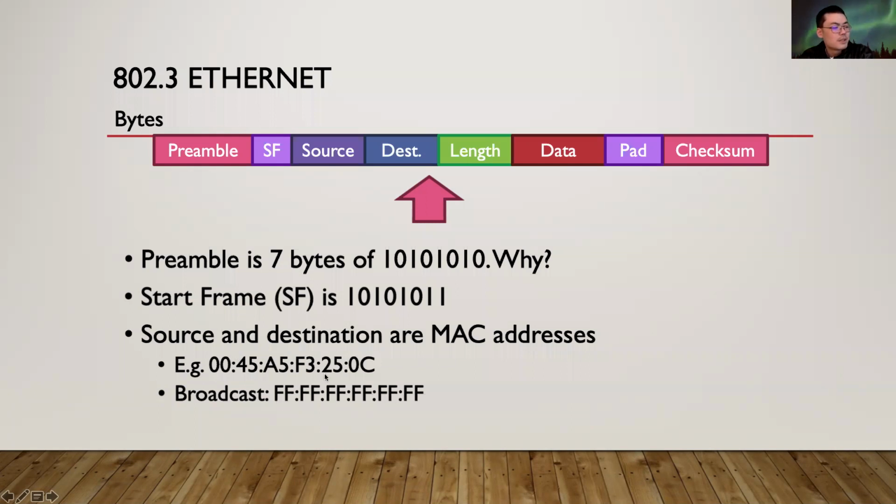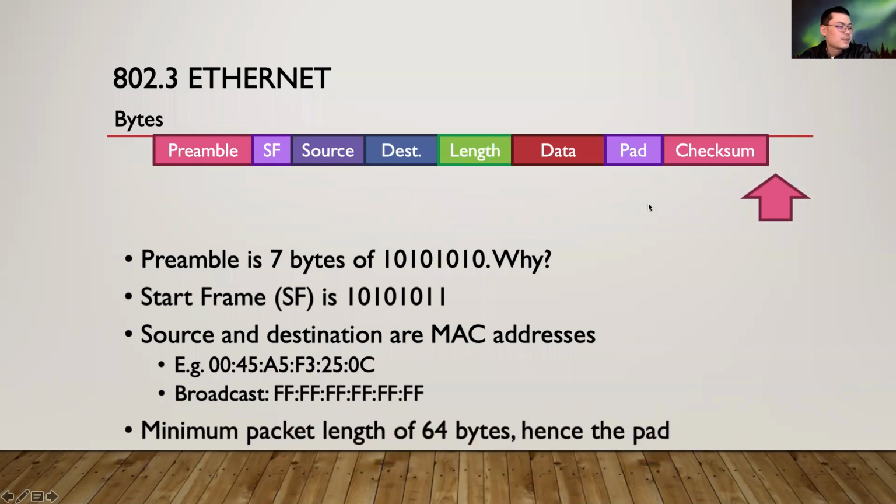An extreme case is where you use broadcast, FFFFF, all 1 bits. If the destination is all F, then I will always get this frame up, because this is broadcasting. Everyone will get this data. Then you will have the length of the data and the actual data, and then you will have some pad and a checksum.